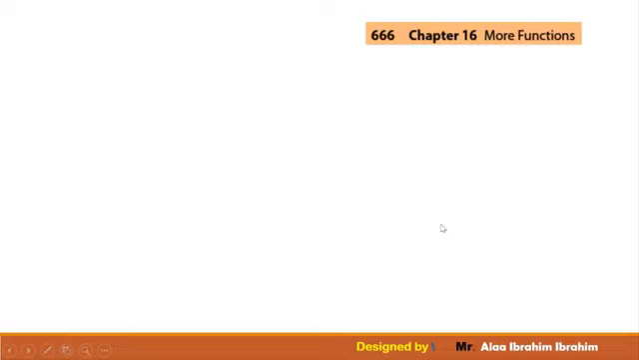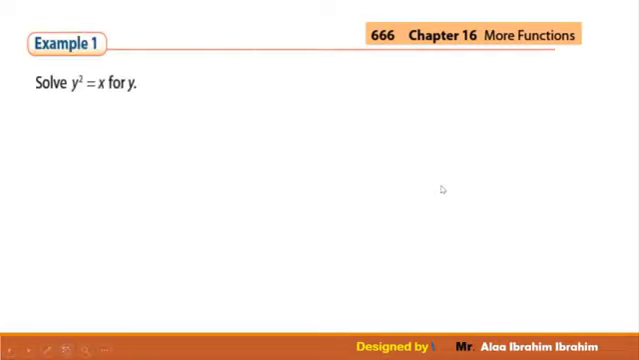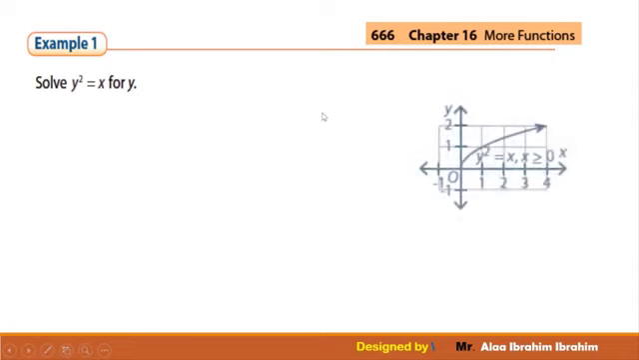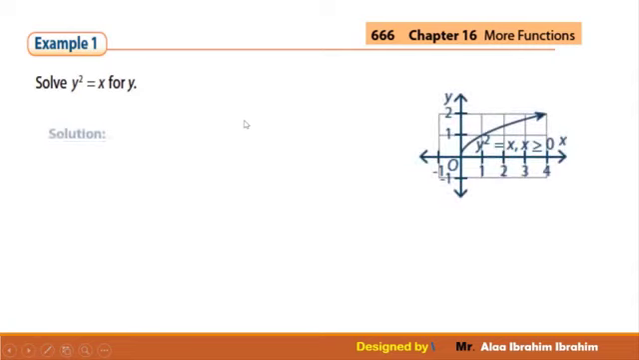Now we start with page 666. Example number 1. Solve y squared equals x for y. So, you have to make it y, so I have to take the square root of both sides. If I take the square root of both sides, it will be like this: y equals square root of x.